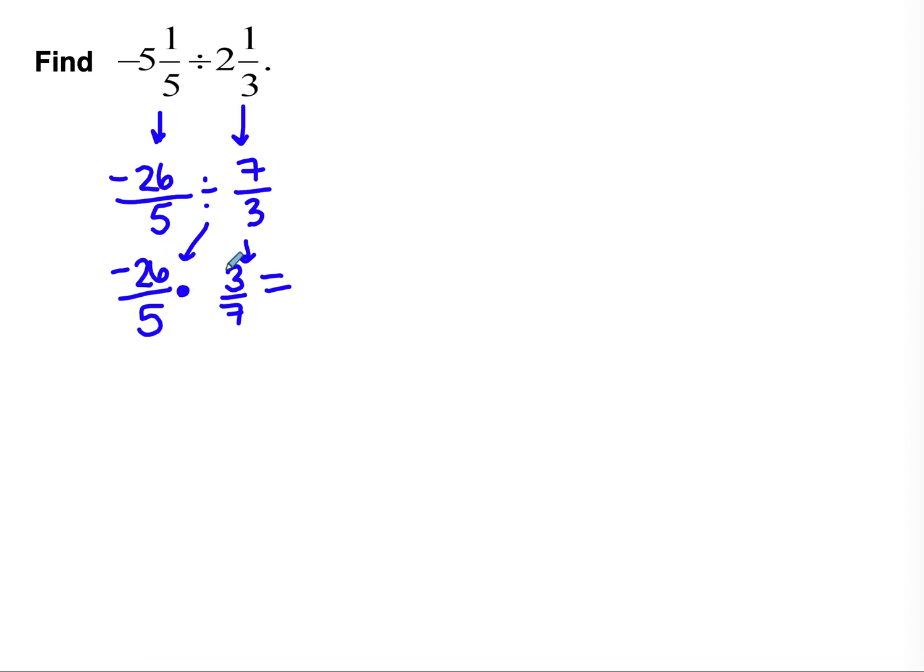I don't see anything that I can cross cancel here. Negative 26 times 3, that's kind of a big number to do in your head. So I'm just going to do it over to the side just to double check. Now if you think 25 times 3 and then add 3 to it, that'll give you that same answer. 6 times 3 would be 18. Different signs, answer is negative. So my numerator is negative 78. And then 5 times 7 is 35.